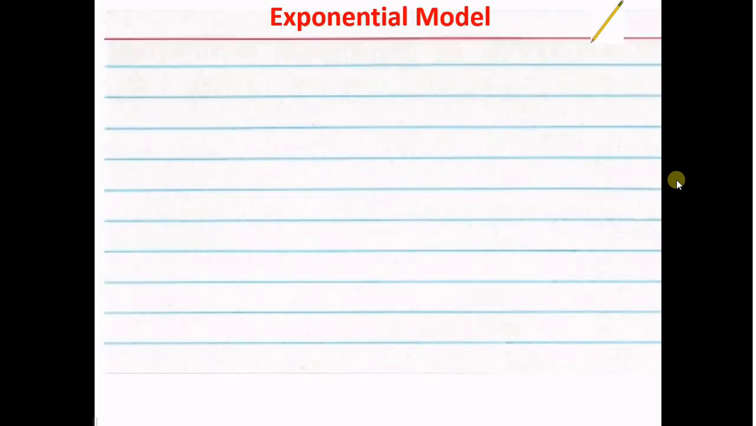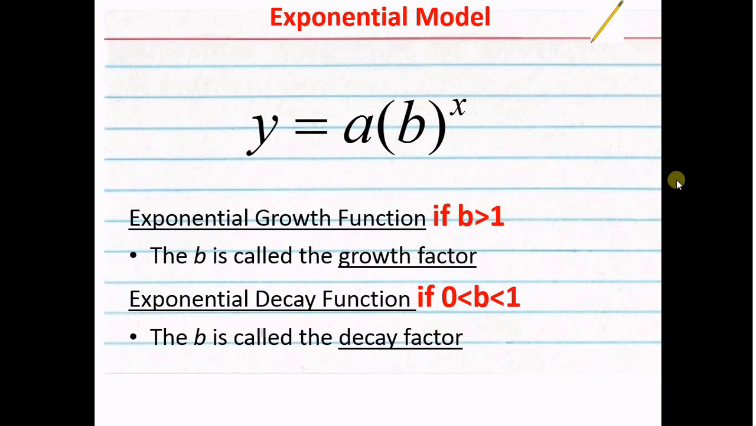So an exponential model, what is it going to look like? It's going to look something like this: y equals a times b to the x. An exponential growth function is when your b is greater than 1. That b right here is going to be greater than 1. That's known as your growth factor. If your b is less than 1 but greater than 0, a fraction pretty much, that is going to be a decay function, and your b is known as your decay factor. So you're going to want to look for that b. That's going to tell you whether your graph is going to slope up or downwards.